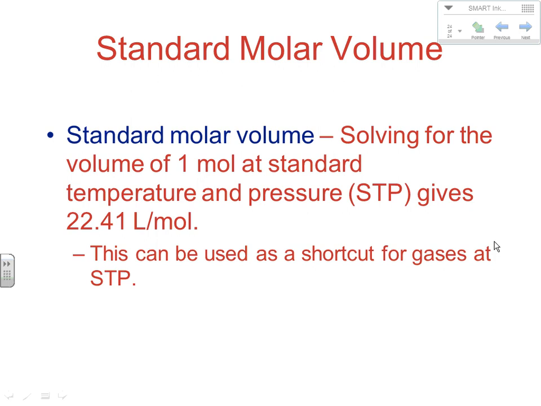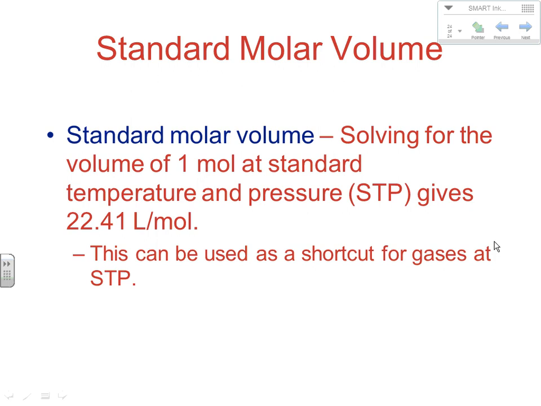Next, standard molar volume. Standard molar volume is a shortcut that can be used in certain types of gas problems to make things a little bit easier. Or you can use the straight old PV equals nRT and solve it that way as well, but this is often a shortcut. Solving for the volume of 1 mole at STP gives us 22.41. Last year, remember, this was 22.4. I'm just going to extra sig figs here. So the standard molar volume of a gas is 22.41 liters per mole, and we can use that as a shortcut if it ever says we have a gas at STP.